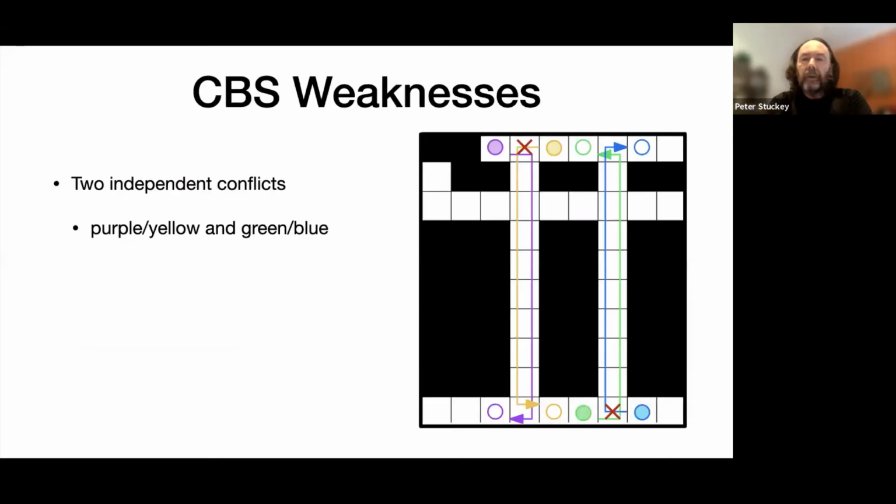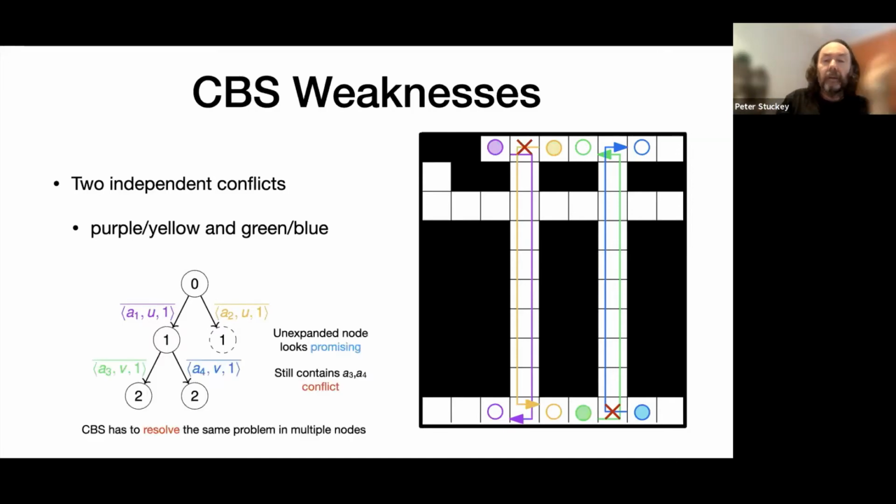So let's have a look at one of the major weaknesses of CBS. Here we've got two independent conflicts. You can see the purple and the yellow agents are going to conflict somewhere along their path, and the green and the blue agents are going to conflict somewhere along their path. If we look at a CBS tree for this, we'll pick, let's say, the purple and yellow agents, and we'll split on the conflict. We'll say, okay, X is the space where the conflict is. We'll allow the purple agent not to use it, or we'll allow the yellow agent not to use it.